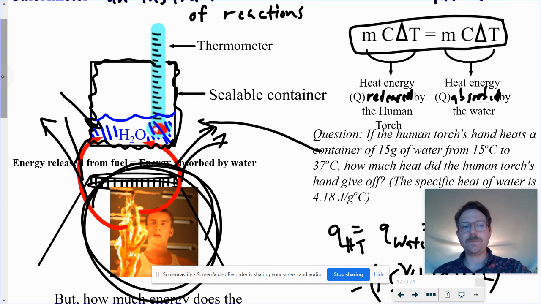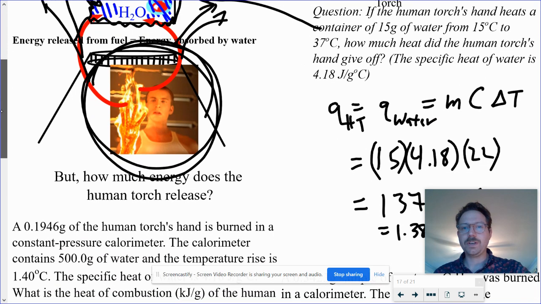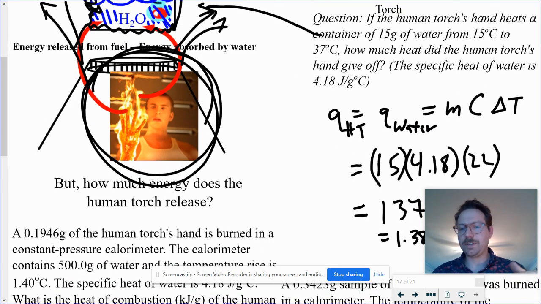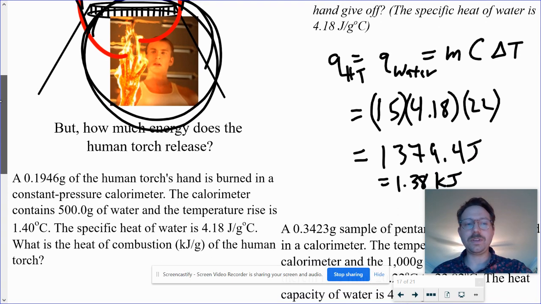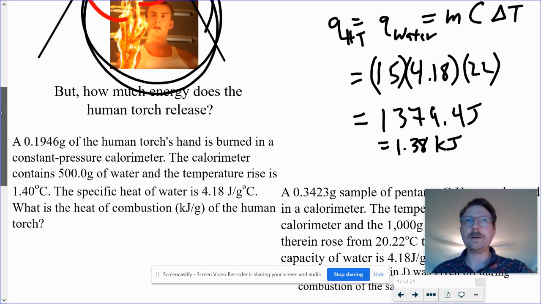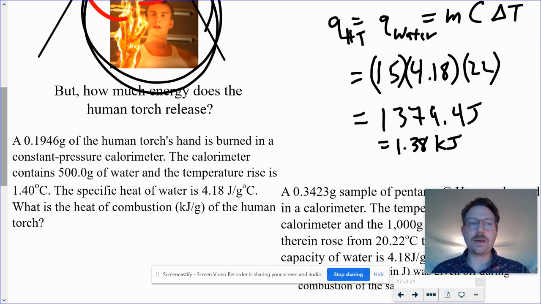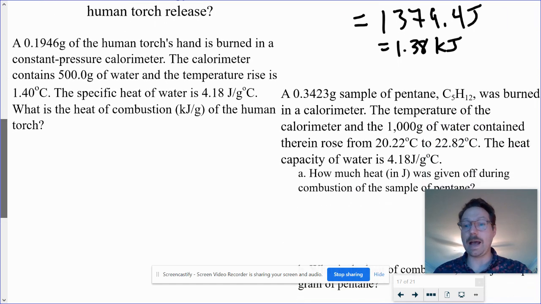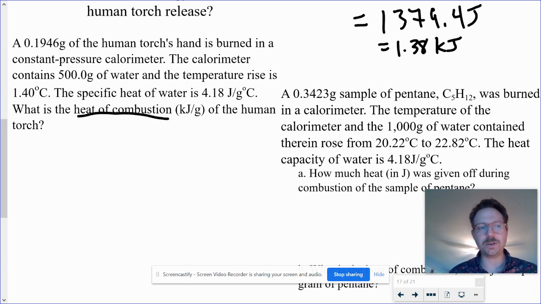One of the interesting things is that if you do that measurement, you're going to burn a certain amount of that candle, let's say, or in this case, the Human Torch's hand. And depending on how much you burn, you get more energy. Well, that doesn't really tell us a whole lot about the substance. What we want to do is figure out a normalized way of describing, hey, this is a really good energy source and it has a lot of energy, because we have to compare apples to apples. So one way of doing that is the heat of combustion, which is the title at the top of the notes here.